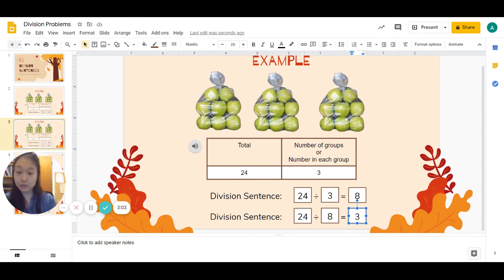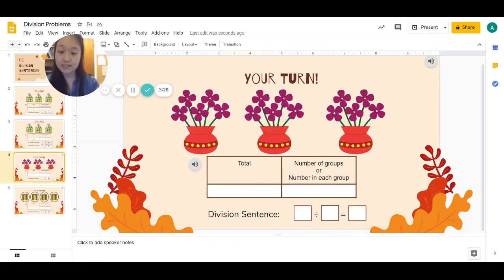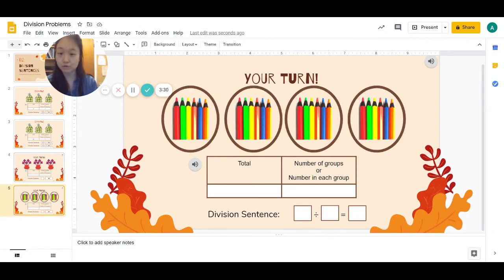If you look at the 2 division sentences, you'll notice that it begins in the same way with the total number, which is 24, but then the number of groups and the number in each group can be switched, and that's something we'll talk about more. Your job is to create division sentences and fill in the chart for 2 other pictures of equal groups that you see.